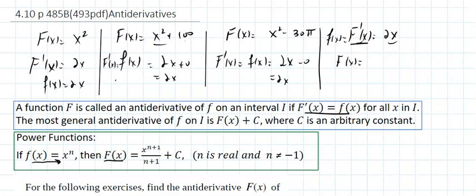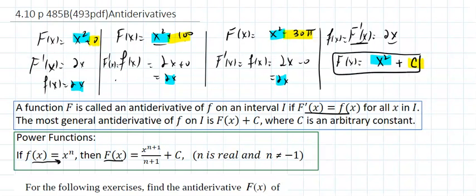Well, looking at this, you would know that, wait a minute, I must have taken the derivative of x squared to get 2x, but here I had plus 0, if you want to think of it that way. Here I had plus 100, here I had minus 30 pi. So I'm going to say plus a constant. Now, what's the constant? It could be 0, that will be this case. It could be 100, that will be that case. It could be negative 30 pi, that will be that case. So every time you find an antiderivative, remember, the derivative of a constant is 0, and there's no way of figuring that out. So you always say plus a constant.